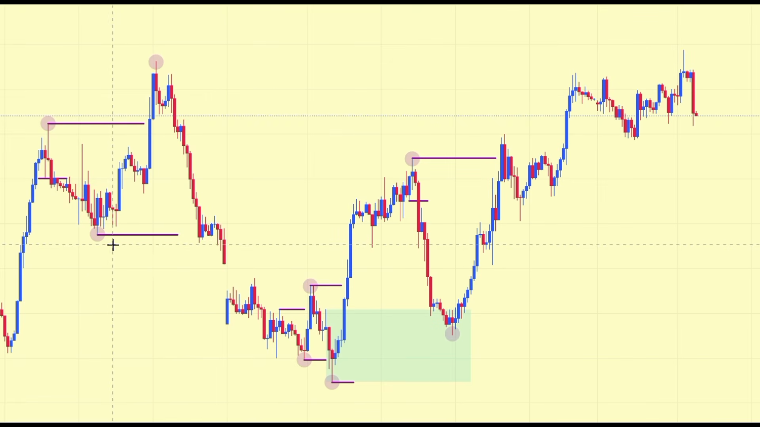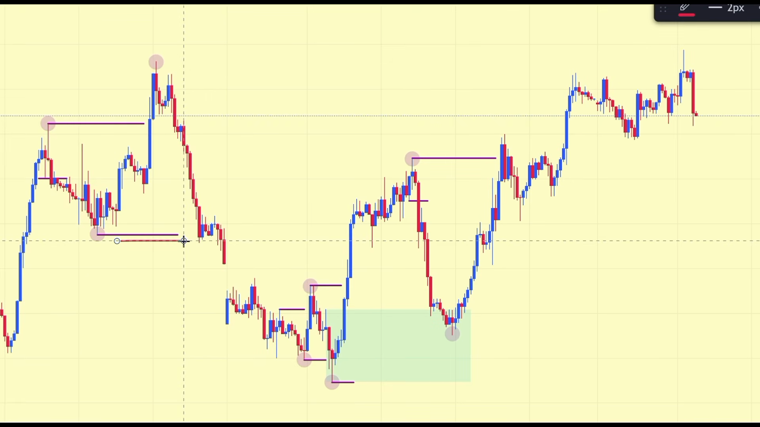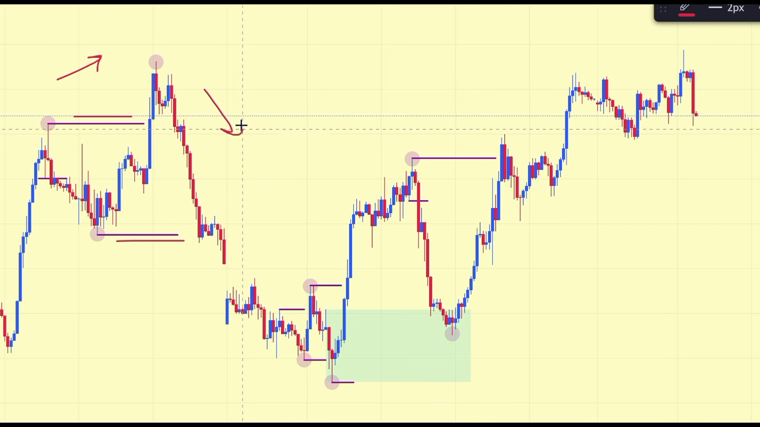On this chart, we can clearly see that price has made a change of character, that is a bearish break of structure, after it had recently made a bullish break of structure. So this means that price is no longer in an uptrend right now, but now it's bearish.